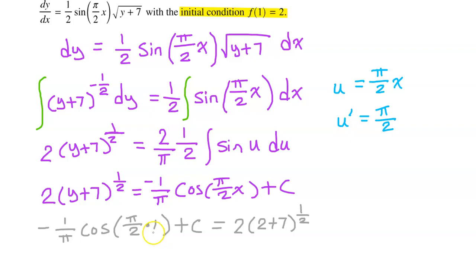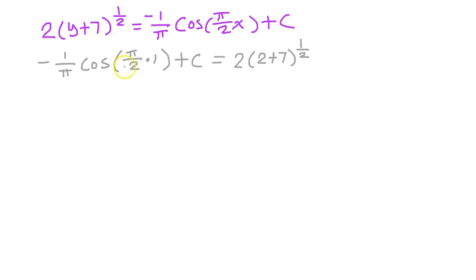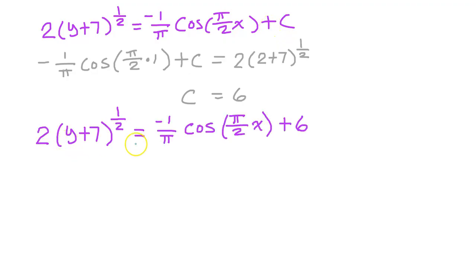So here I have substituted 1 for x and 2 for y. The cosine of pi over 2 is 0. So that means this entire term is gone, and we just have c equals 2 plus 7, which is 9. The 1/2 power is the same as the square root. So this is really the square root of 9, which is 3, times 2, which is 6. So c equals 6. Substituting 6 back in for c, we have this.